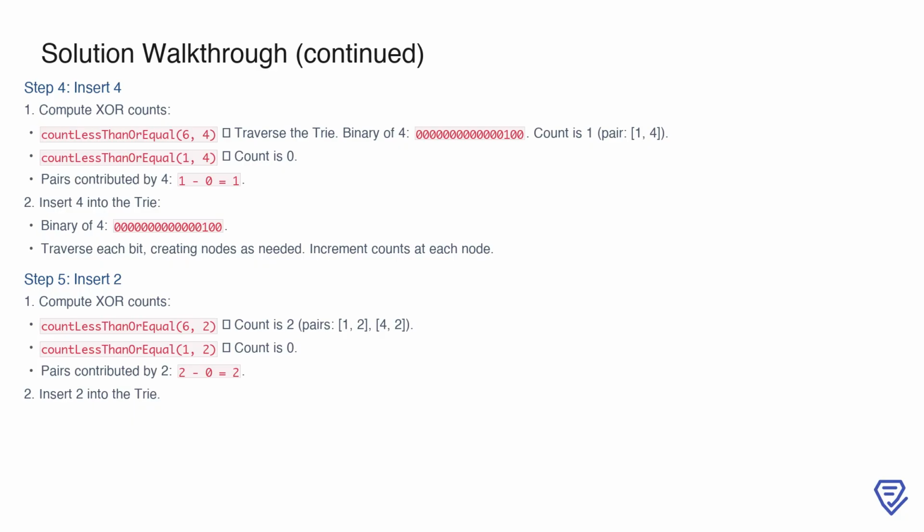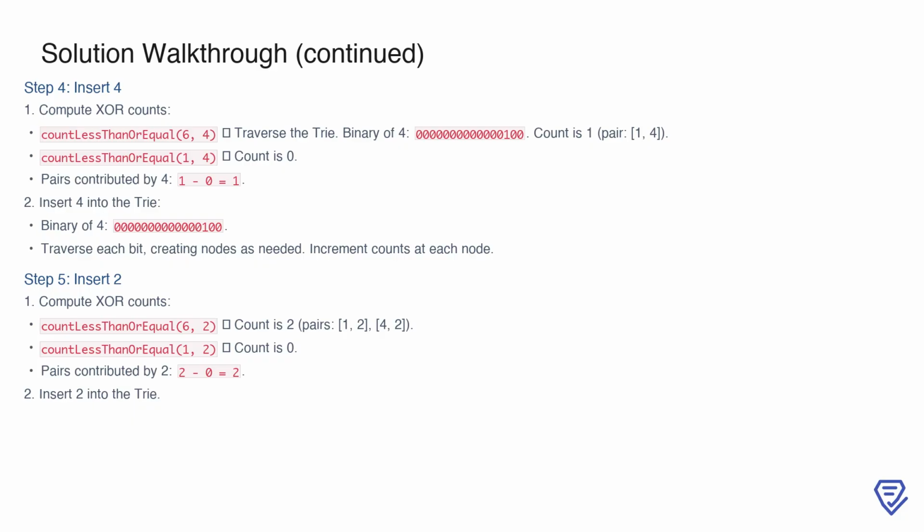The binary representation of 4 is traversed, and we create or navigate through the necessary nodes, updating the counts at each step. Next, we process 2. For this number, we calculate the count of numbers in the tree that yield an XOR result less than or equal to 6 with 2, which is 2.